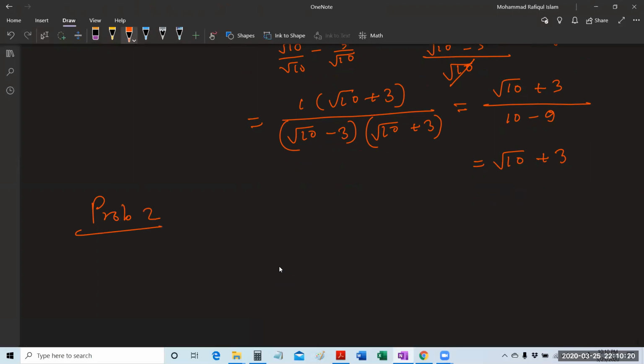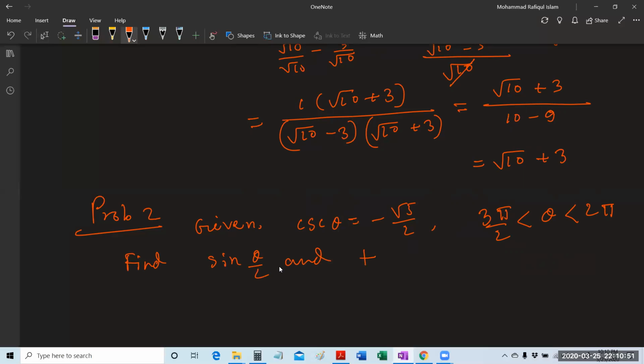Let's say we are given cosecant theta equals negative root 5 over 2, and our theta lies in quadrant 4, that is 3 pi by 2 is less than theta, and theta is less than 2 pi. And find sine theta by 2 and tan theta by 2. It's kind of the same problem, but with different parameters, different values.